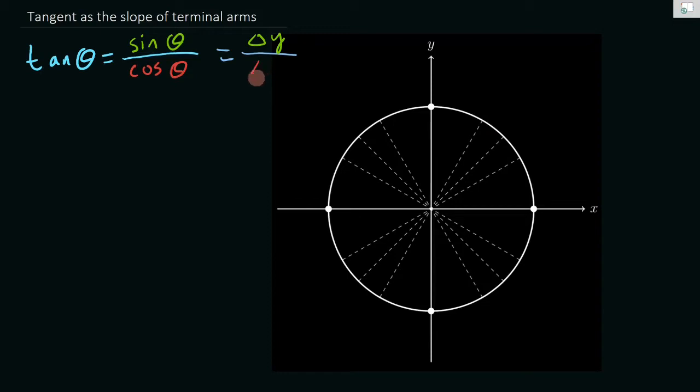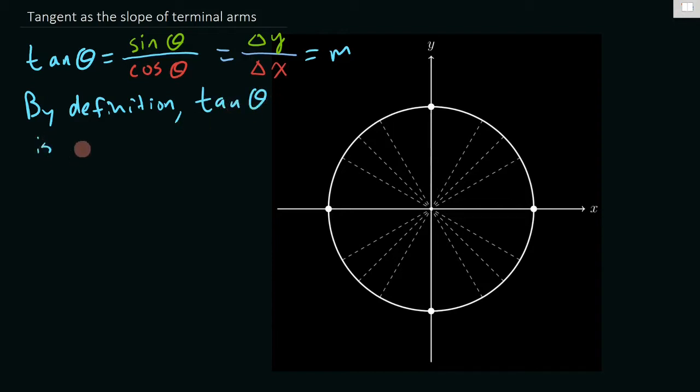And then you can think of your cosine as a delta x, your horizontal piece that goes up to your terminal arm. So if we're talking about this triangle here, this is your delta x from 0 to the cosine of this angle, and the sine is your delta y. It's the height of this triangle. And the reason I'm using delta y, delta x is that you might have learned this as your slope. So by definition, tangent of theta is the slope of the terminal arm.